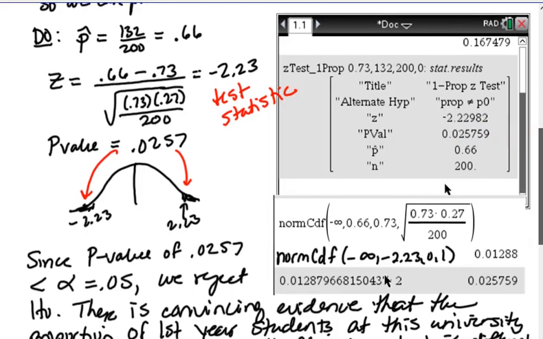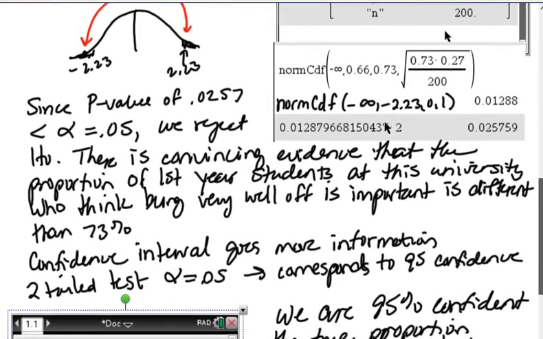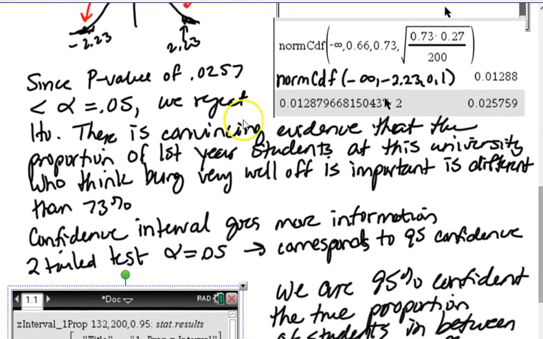Now this is a small p-value, so our conclusion then ends up being, since the p-value of 0.0257 is less than the alpha value of 0.05, I reject the null hypothesis. There is convincing evidence that the proportion of first-year students at this university who think being very well off is important is different than 73%. Well, just saying it's different doesn't really tell us a whole lot.